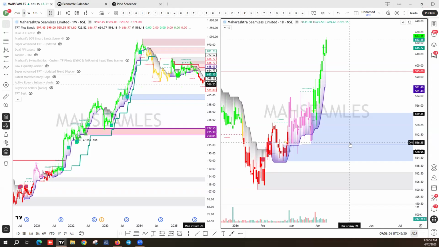In that case, this is absolutely good. But if bias is bearish, price is below bias band, it has just turned green, and then you want to take it, then there are higher chances that it may fail or it may give deeper retracements also.